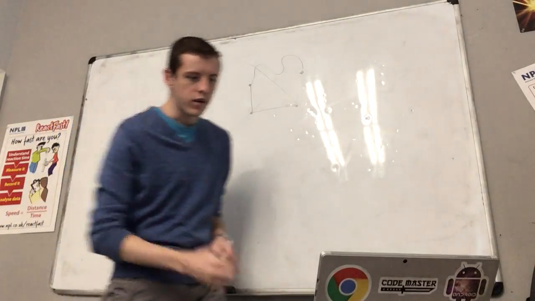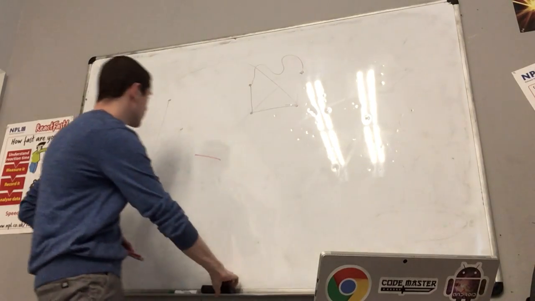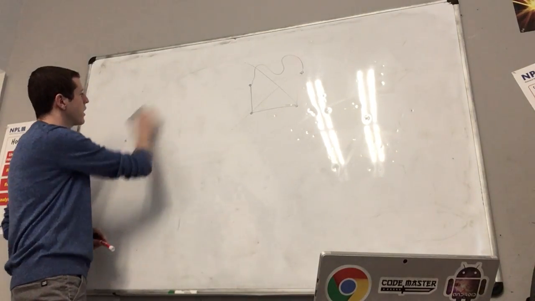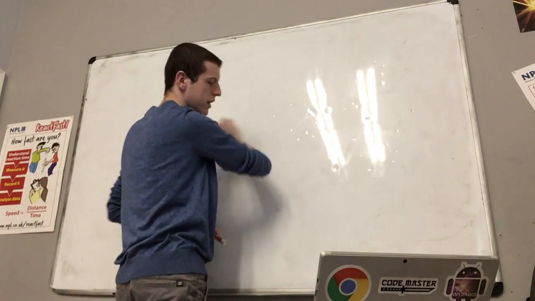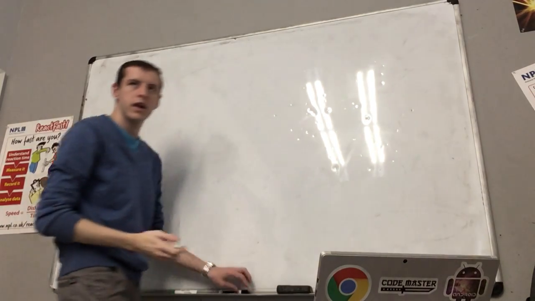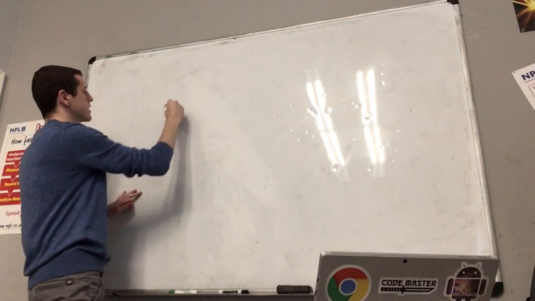So, a polygon can't have overlapping sides. And then when we talk about a point on a polygon, there is one requirement.